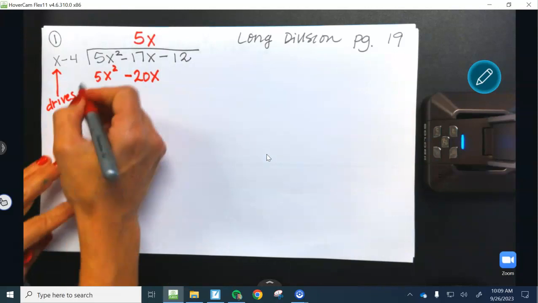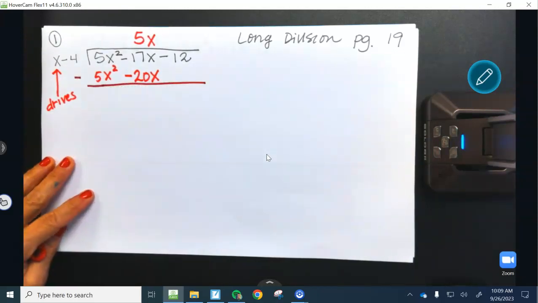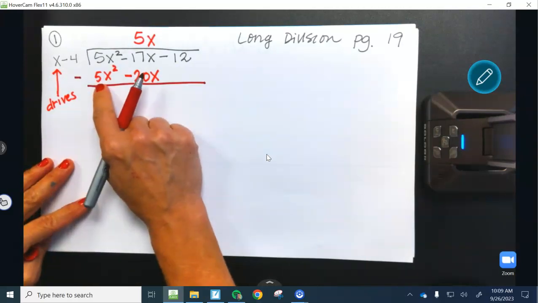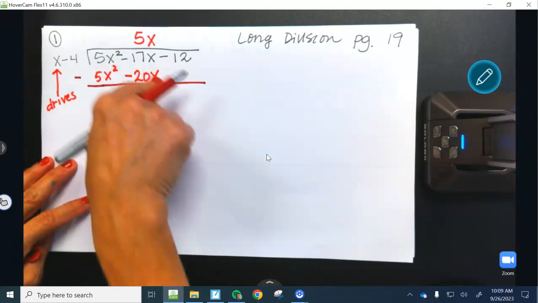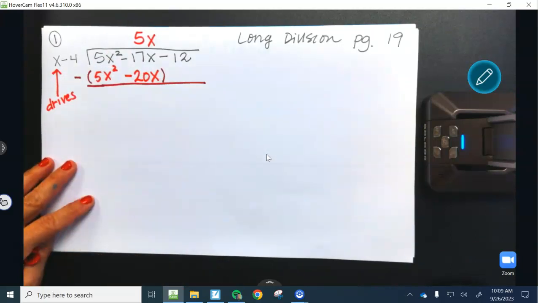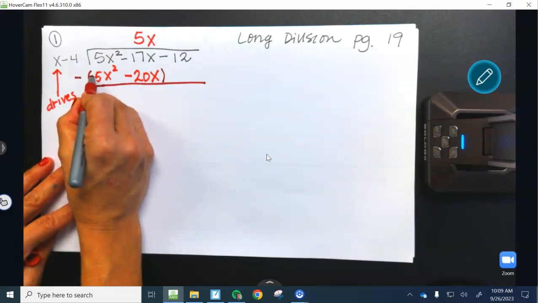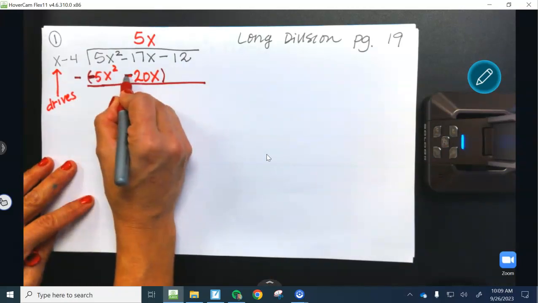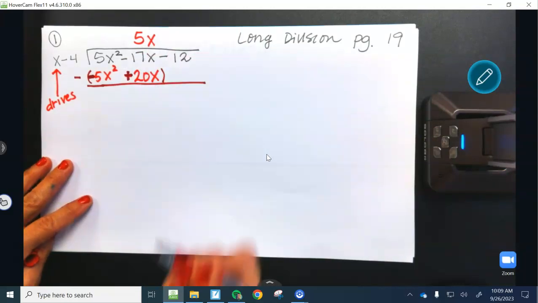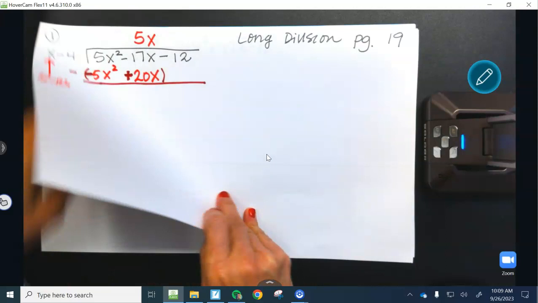Now we're going to subtract, just like regular old elementary long division. But remember, I'm not just subtracting the 5X, I'm subtracting all of it. So we always distribute a negative when we subtract. So always change the signs when you get to this part of your long division. Always, always, always.